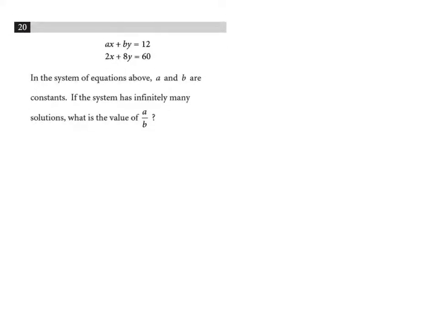Okay, 20. In the system of equations above, a and b are constants. If the system has infinitely many solutions, what is the value of a on b? Well, if a system has infinitely many solutions, then we know that the lines are in fact the same. The lines must be on top of each other, the exact same line.